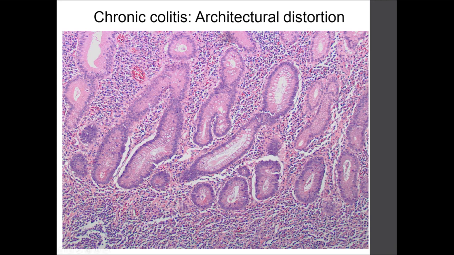When I use the term chronic colitis, and I think this is widely accepted among pathologists, is the presence of architectural distortion, in this case, branching of the crypts. The crypts are not evenly distributed. There are areas in which there's crypt dropout. There are missing crypts, right?